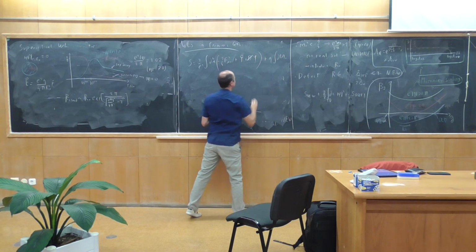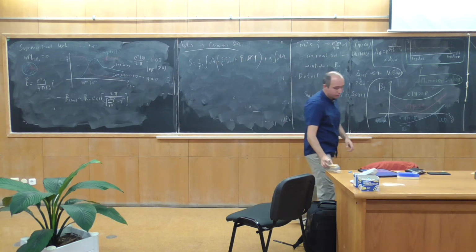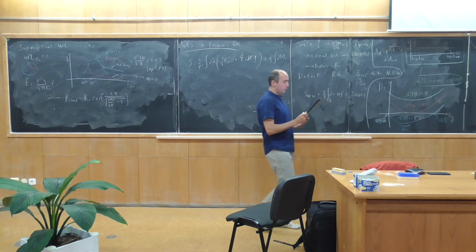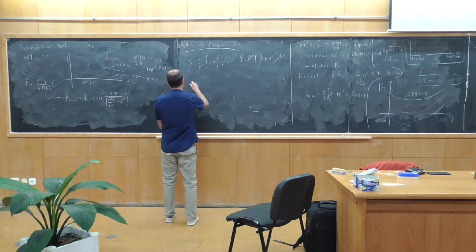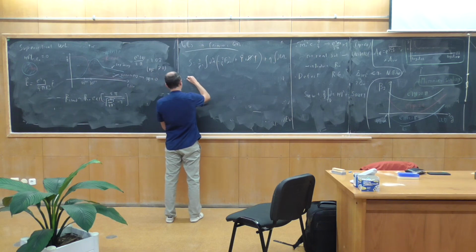So now you can play the same game in 3D. Of course, nothing changes. You just have to look at the scaling dimension of the fermion field phi, and let me just summarize the things.